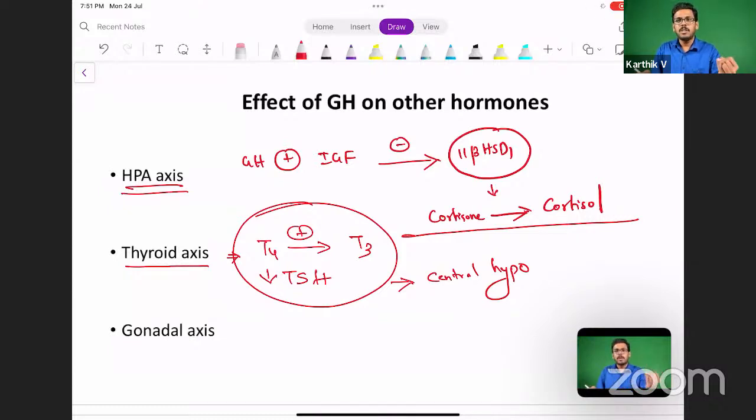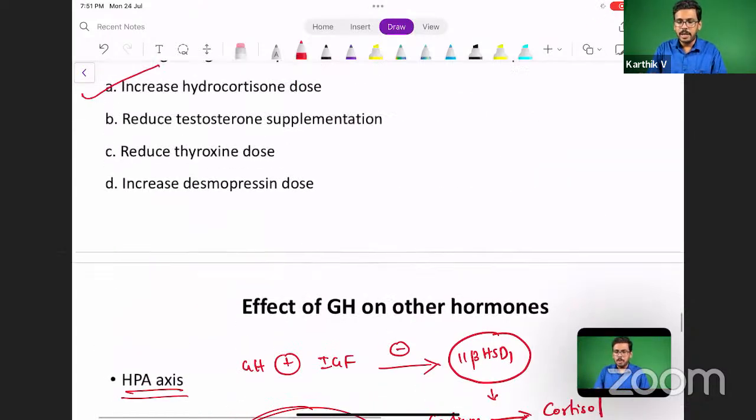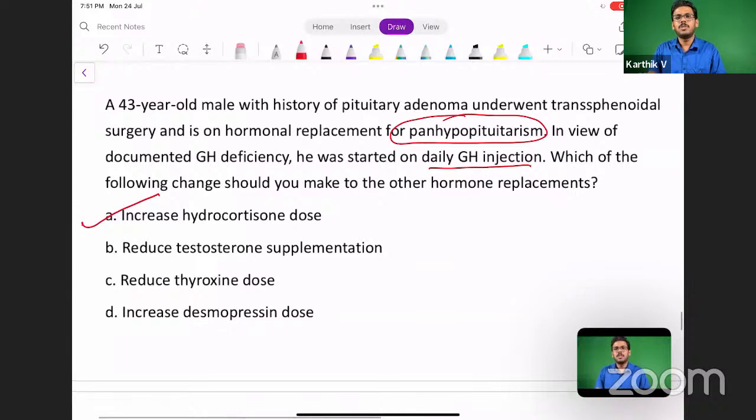So both thyroxine and cortisol replacement should be increased in a patient who is receiving GH. But here the increase of thyroxine dose is not in the options, rather a reduction is there, which is a wrong statement. And growth hormone doesn't have a notable effect on the gonadal axis or on the posterior pituitary or ADH or vasopressin function. So the correct answer is hydrocortisone, but you should also remember the effect of growth hormone on the thyroid axis as well.